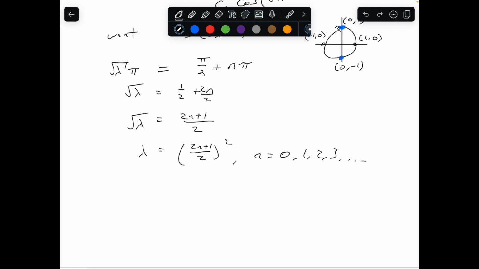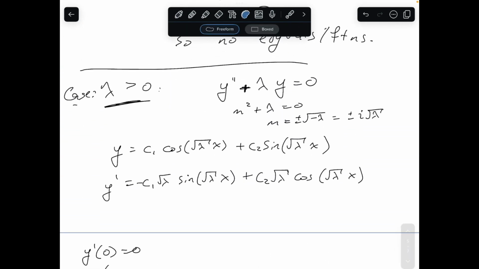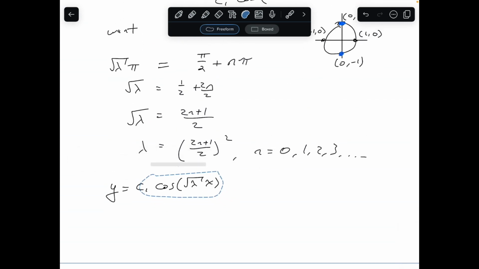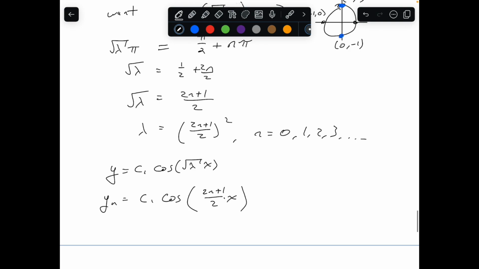And then y is equal to, so remember C2 is 0, so this is equal to y. But let's get rid of the C2 part. That part is 0. So y is equal to this, but then when we plug in our value of lambda, we get C1 times cosine of square root of something squared. That goes away, and so you get (2n plus 1) over 2 times x. This is for n equals 0, 1, 2, 3, and so on.